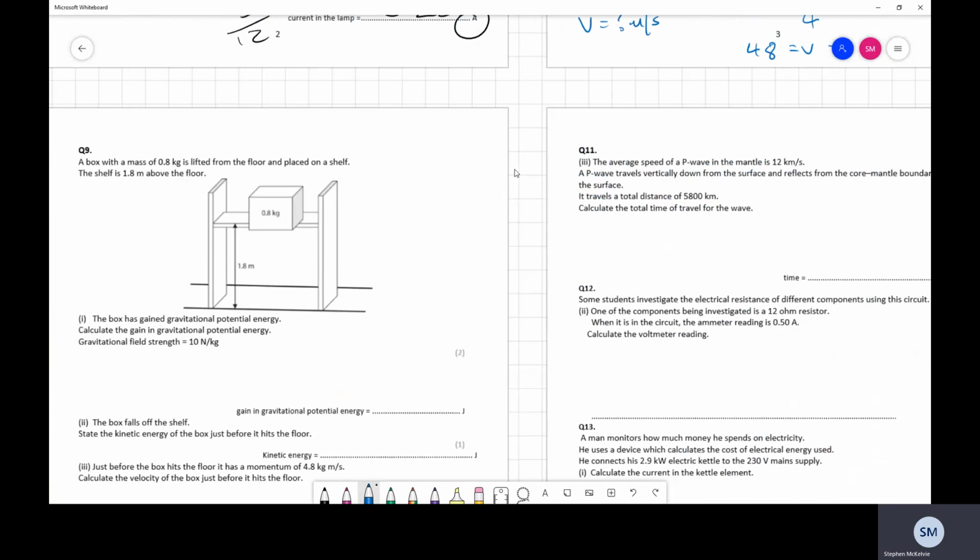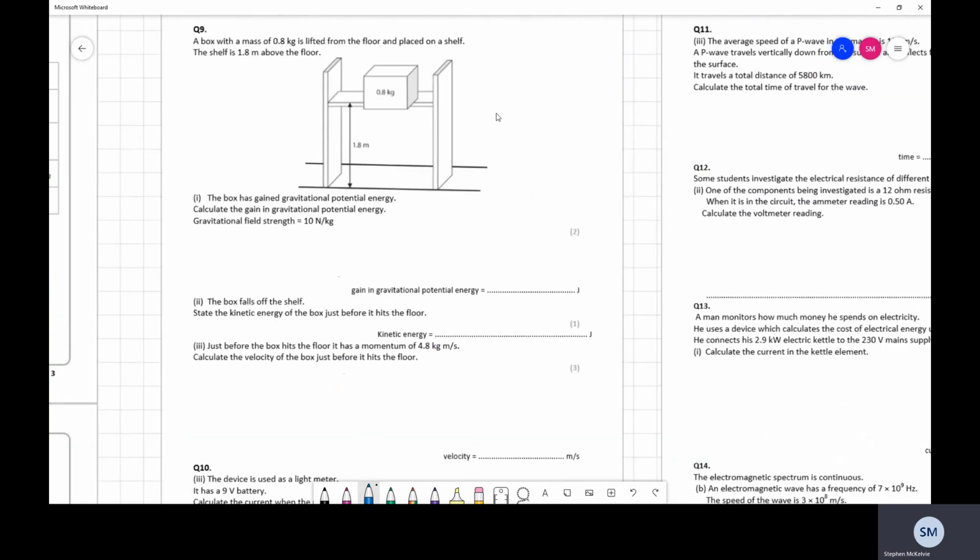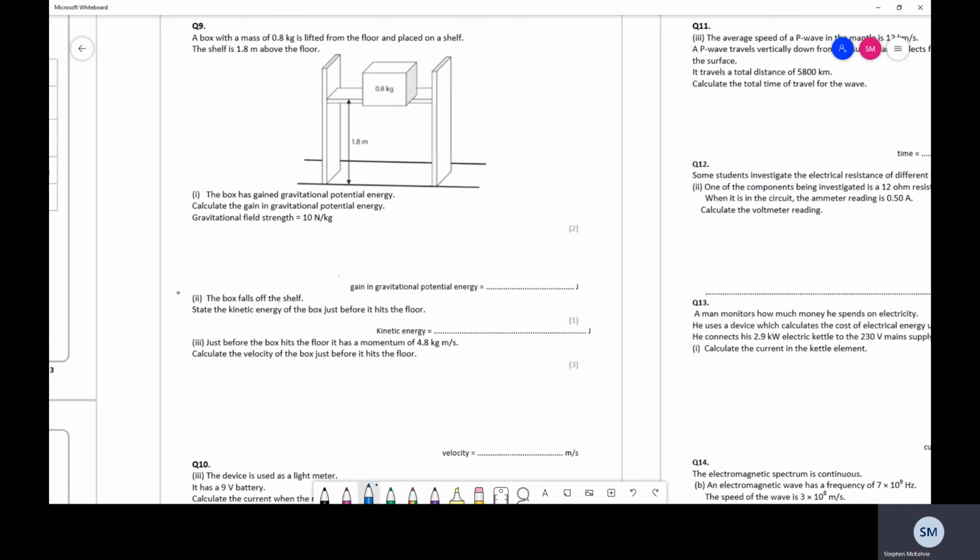A box with a mass of 0.8 kilograms is lifted from the floor and placed on a shelf. The shelf is 1.8 meters above the floor. So that will be equal to my height, and this will be equal to my mass. Mass is equal to 0.8 kilograms, and my height is equal to 1.8 meters. The box has gained gravitational potential energy. You betcha it has, because it has been raised above the ground. Calculate the gain in gravitational potential energy. Gravitational field strength is equal to 10 newtons per kilogram.